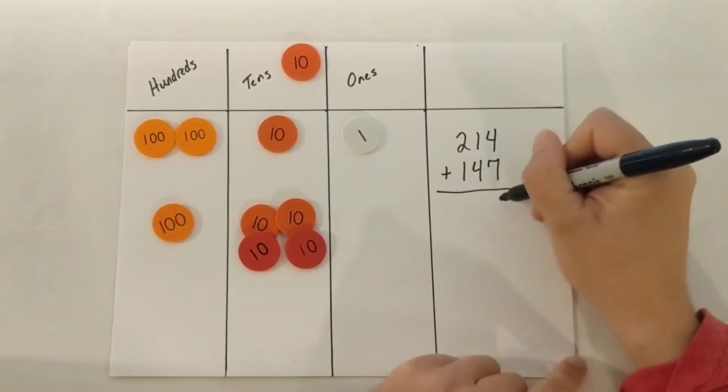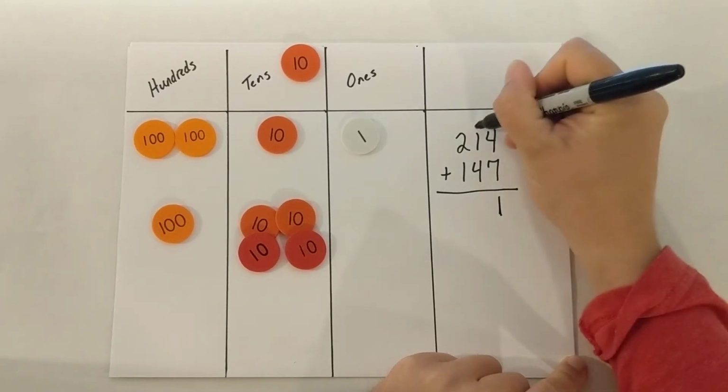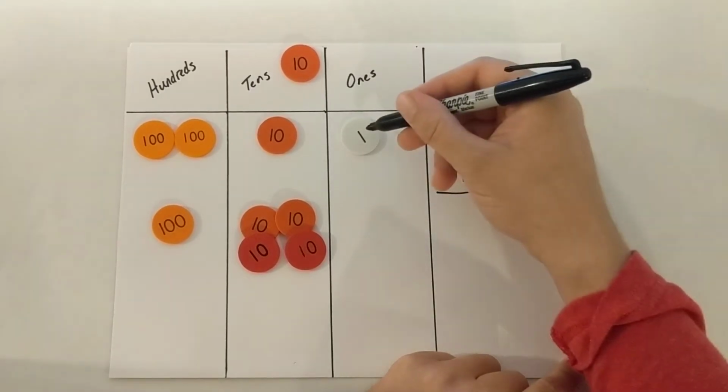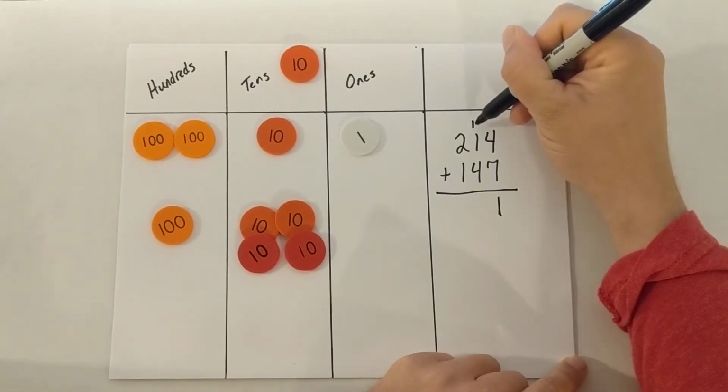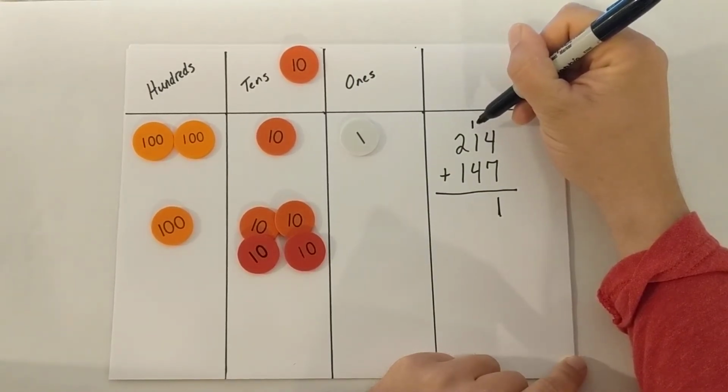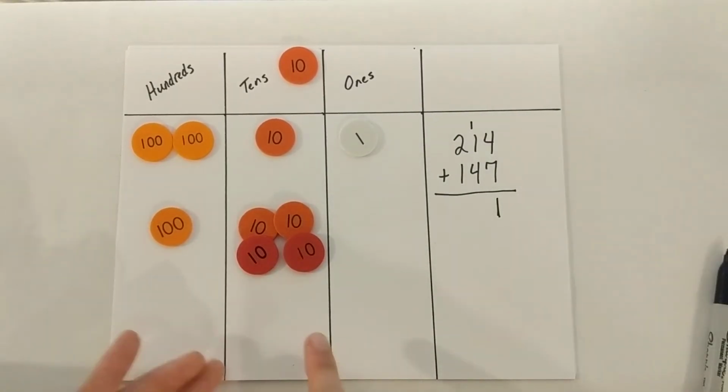So 4 plus 7 is 11, and then we carried that over so you can see the 1 and the 1 ten that has been regrouped in our tens column. Now we focus on adding in the tens column.